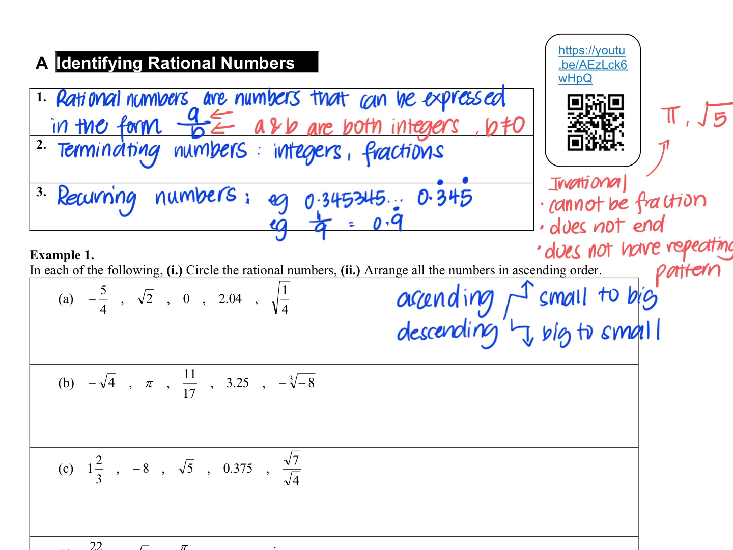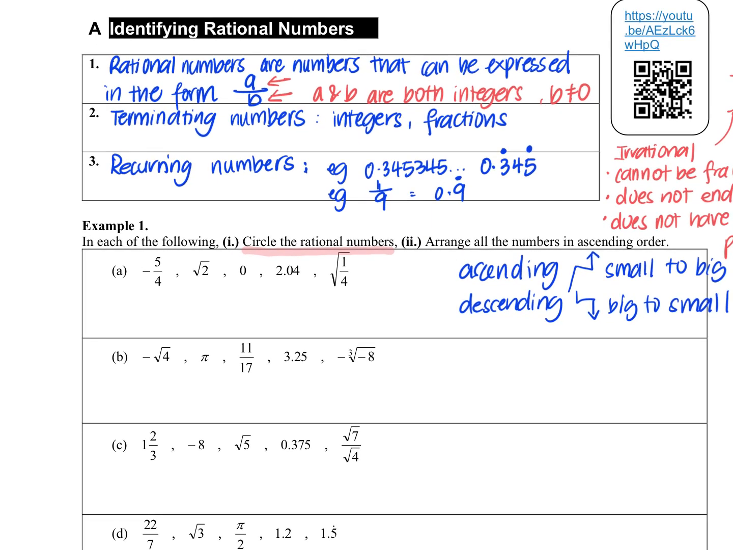Okay, so the question over here says arrange all the numbers in ascending order, right? So we can use that. And the question says circle the rational numbers. So first let us circle all the rational numbers first.